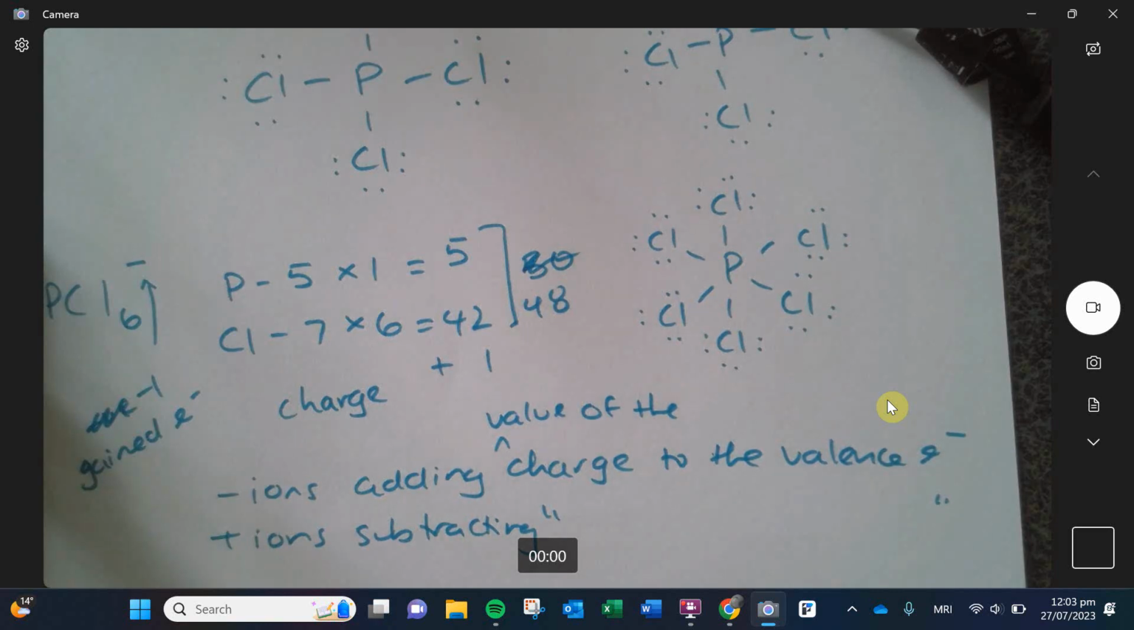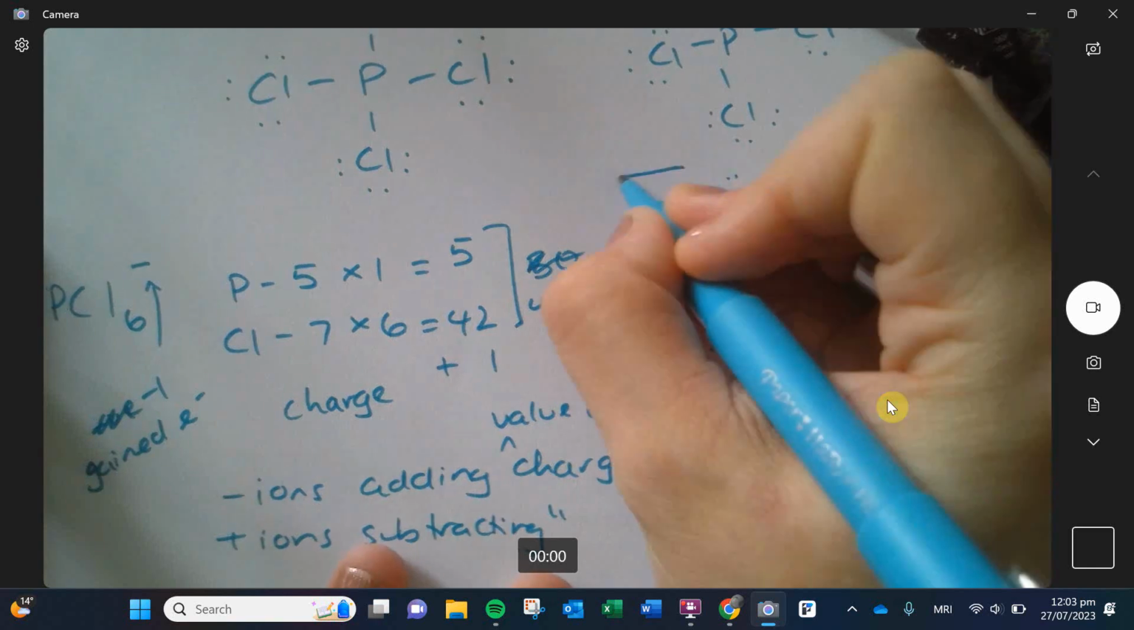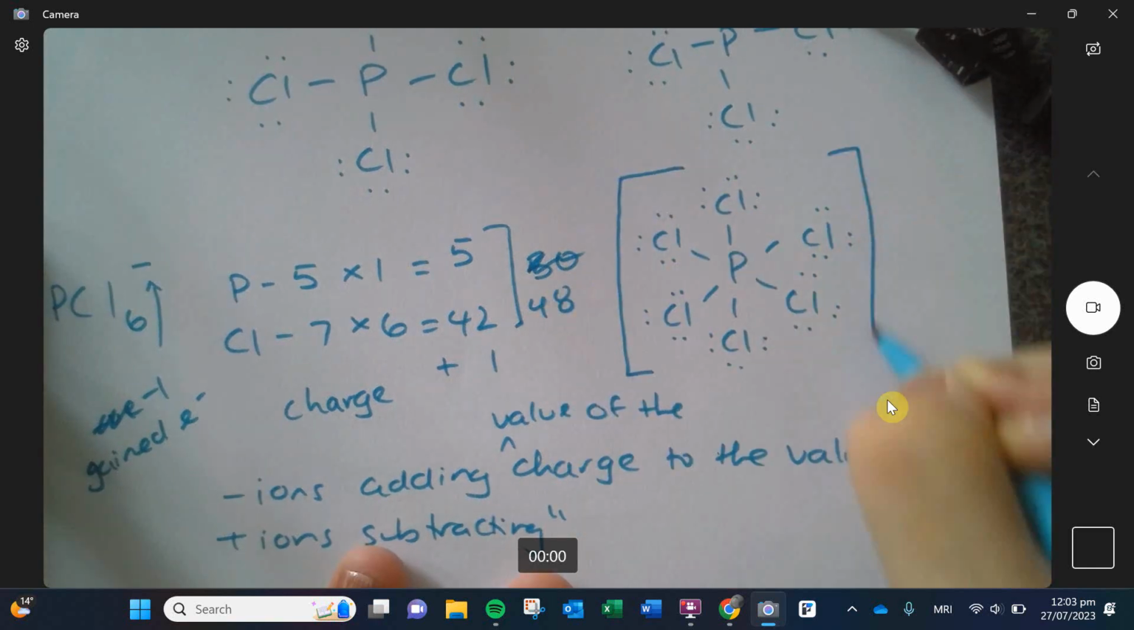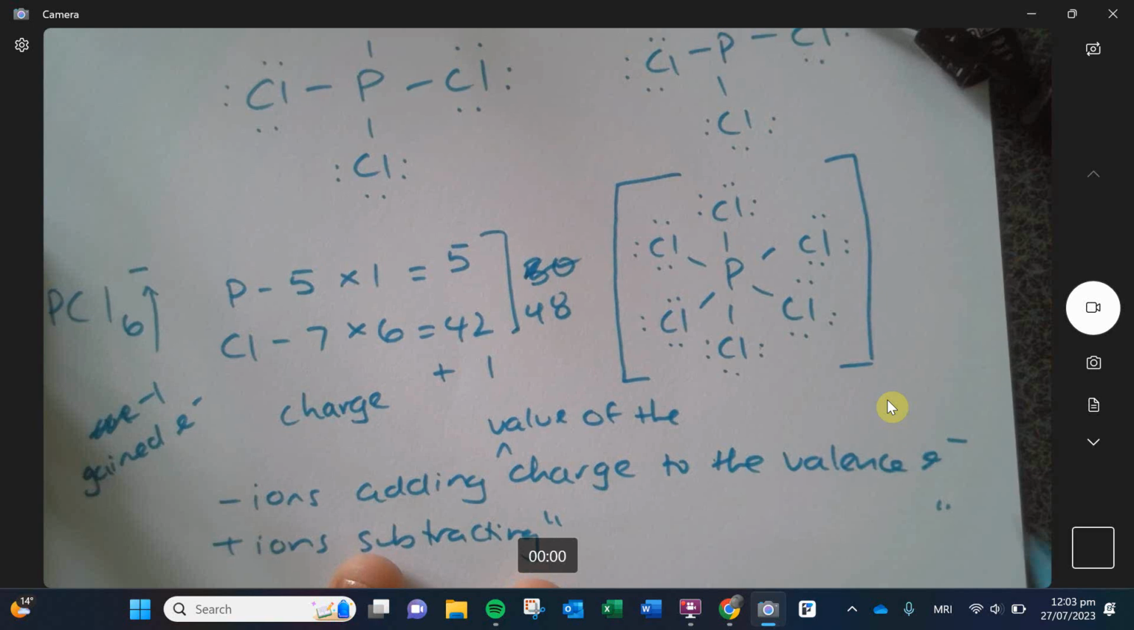All right. Last step then with these ions is you need to put them into square brackets when we're drawing their Lewis structures, and then put the charge of that polyatomic ion on the outside. So any ions, you've got to do that. If it's not an ion, you don't have to worry about doing that.